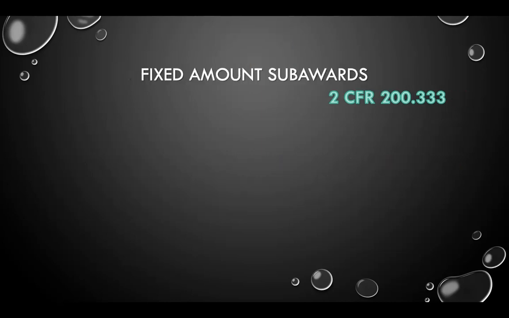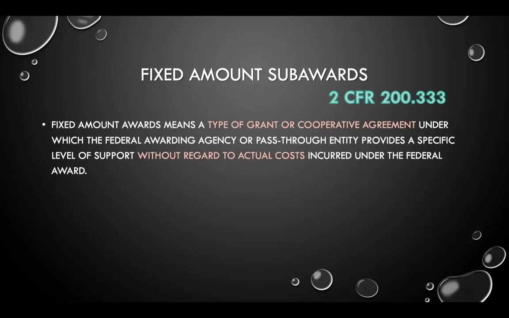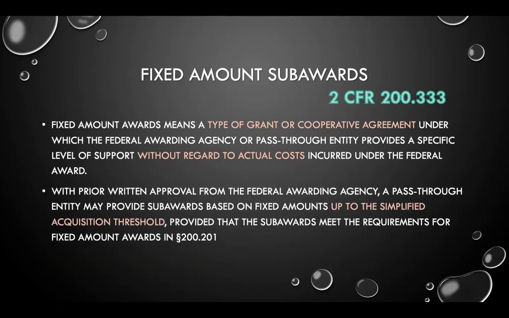Fixed amount subawards are described in 2 CFR 200.333. Fixed amount awards means a type of grant or cooperative agreement under which the federal awarding agency or pass-through entity provides a specific level of support without regard to actual costs incurred under the federal award. With prior written approval from the federal awarding agency, a pass-through entity may provide subawards based on fixed amounts up to the simplified acquisition threshold, provided that subawards meet the requirements for fixed amount awards as described in 2 CFR 200.201.